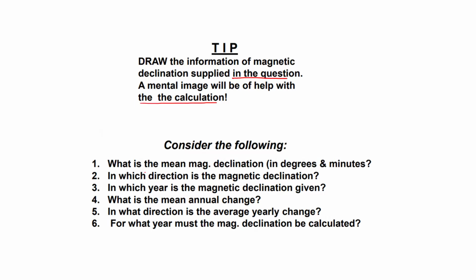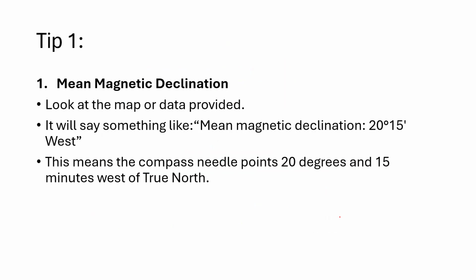Okay, so consider the following. These are six tips that we're going to tackle one by one. We want to know what the mean magnetic declination is, in degrees and minutes, in which direction the magnetic declination is, in which year the magnetic declination is given, what the annual change is, in what direction the annual change is, and for what year the magnetic declination must be calculated. So let's start with the first one, mean magnetic declination.